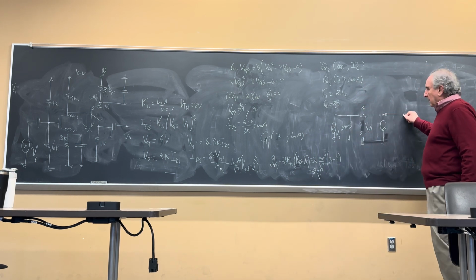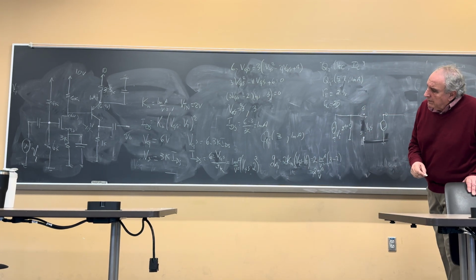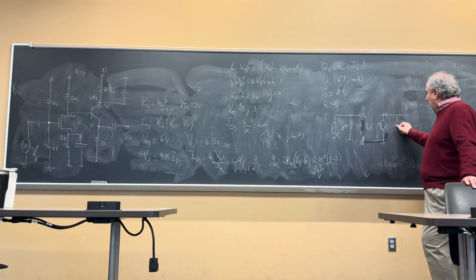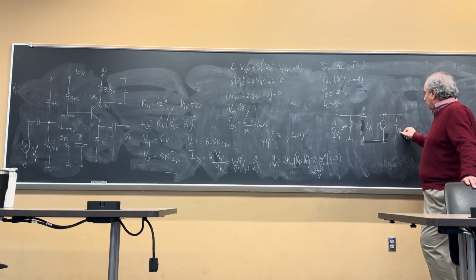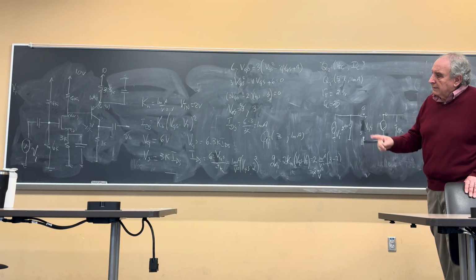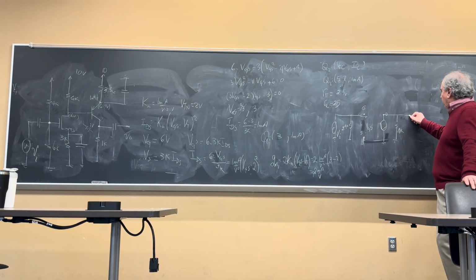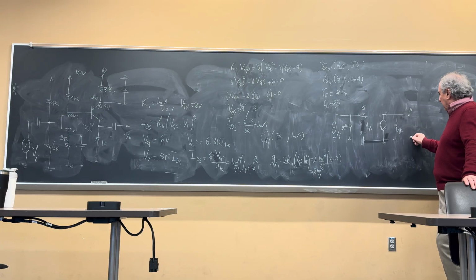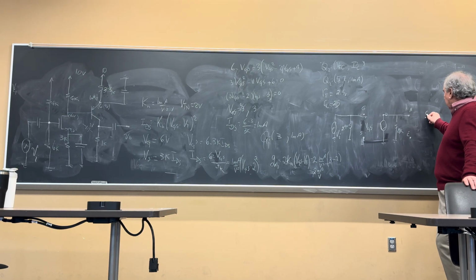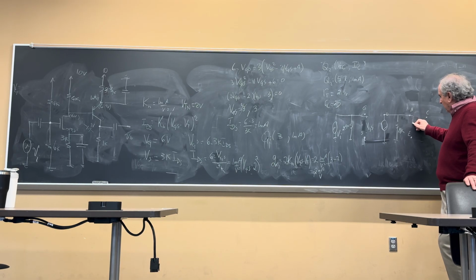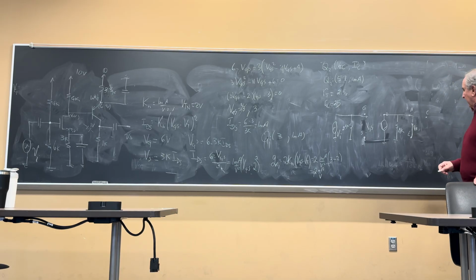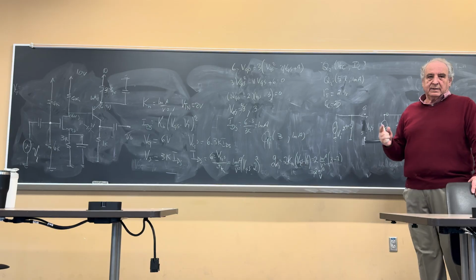Now, the drain has 4K to ground, right? And then you go on the base, emitter, and collector. From the base to the emitter, there's R pi. Don't forget those. And here you have beta IB. And this is IB. And where's the emitter at?